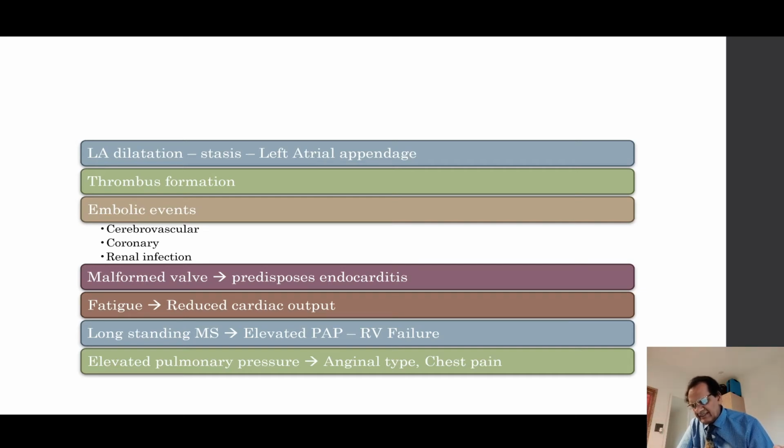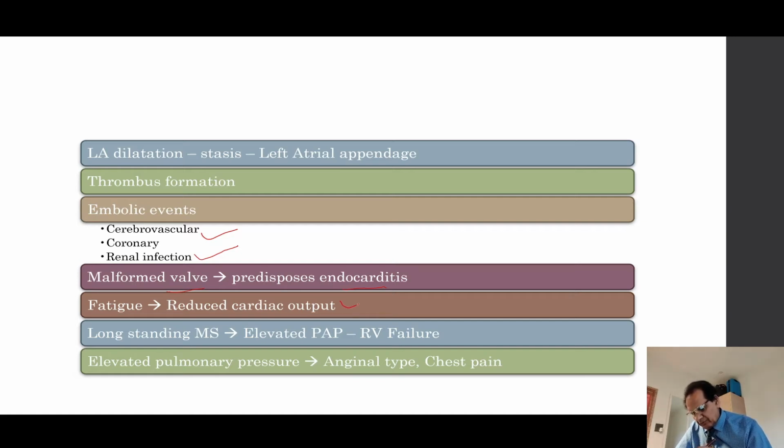So LA dilatation and stasis, as we already talked, thrombus formation, embolic events, devastating in cardiovascular, renal infarctions may take place. Saddle thrombi, big thrombuses have been seen in the bifurcation of the aorta. And the malformed valve predisposes to endocarditis. Never forget, in mitral stenosis, dental and those procedures may cause endocarditis. Mitral stenosis is also one.